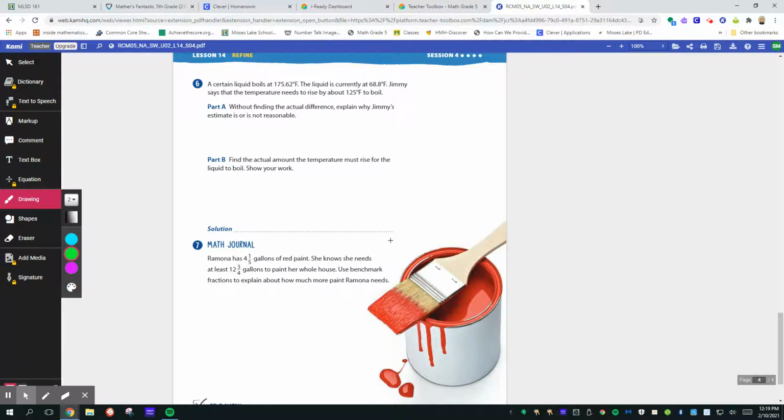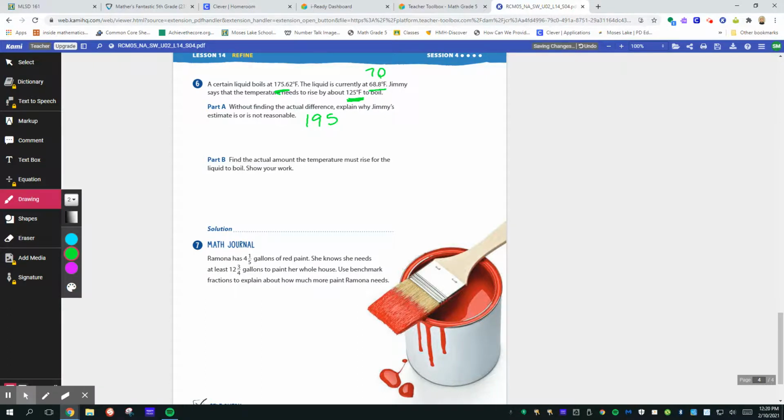So if the liquid's currently at 68 and 8/10, that's about 70, right? And if I added the 70 and the 125, that would be 195. So that's not reasonable because this number's too big. Yeah, because it only has to get to 175. And he added quite a bit more on than he needed.